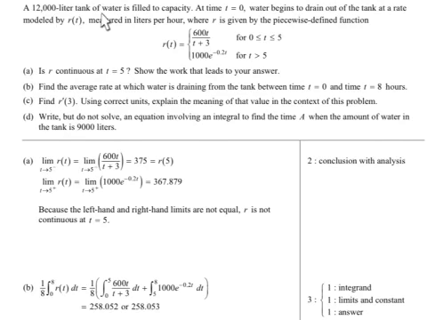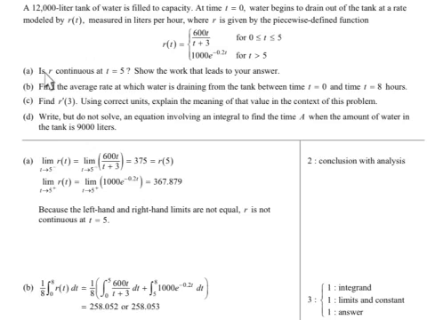A 12,000 liter tank of water, filled to capacity. The model here, in liters per hour, is given by this piecewise function at which it's draining. From 0 to 5 hours, it drains at a different rate, a different function, than from 5 hours on. These functions describe the rate at which it's draining over those intervals. At some point, it will be empty.